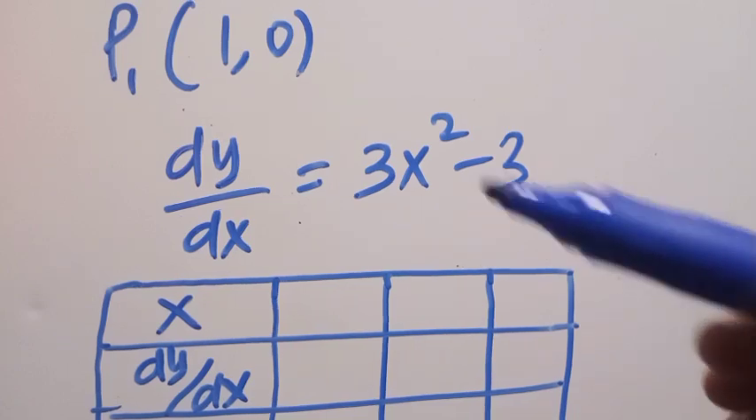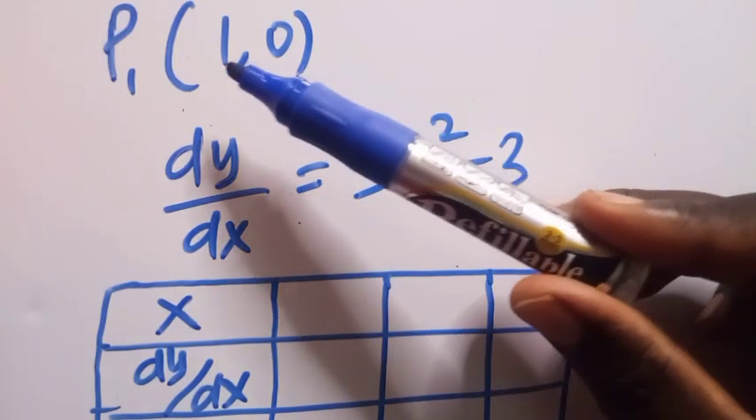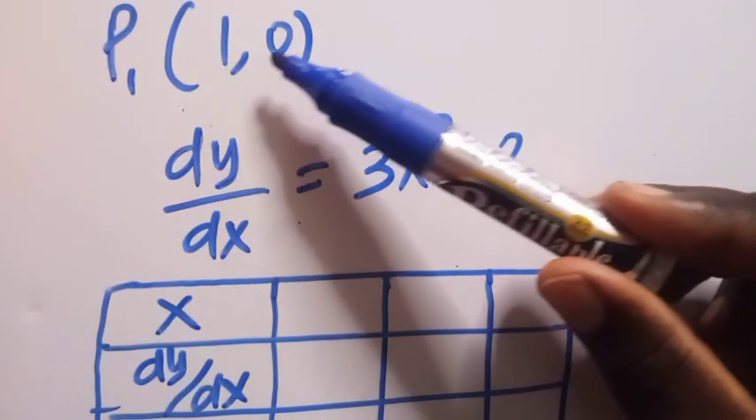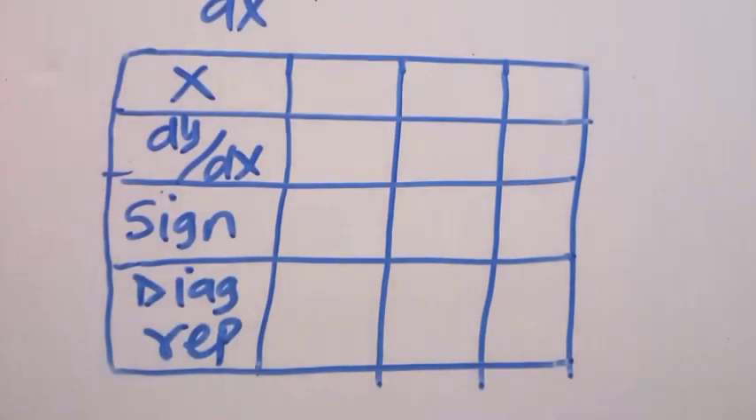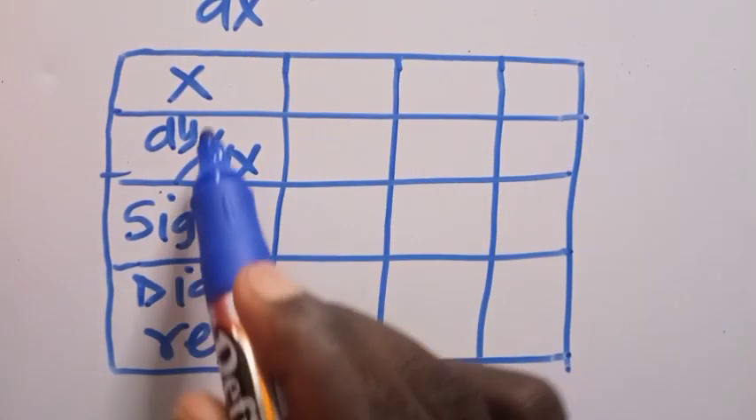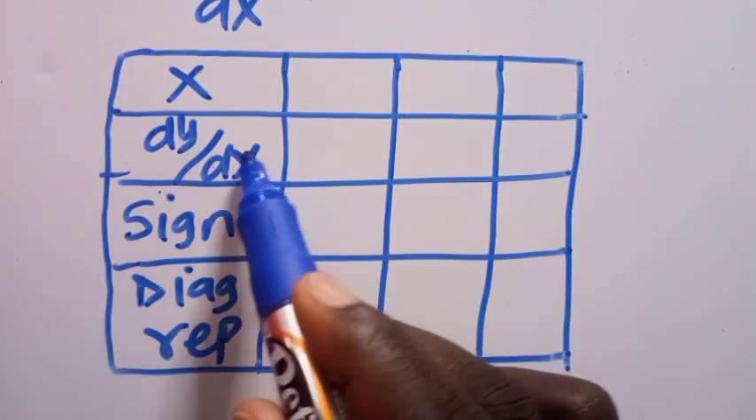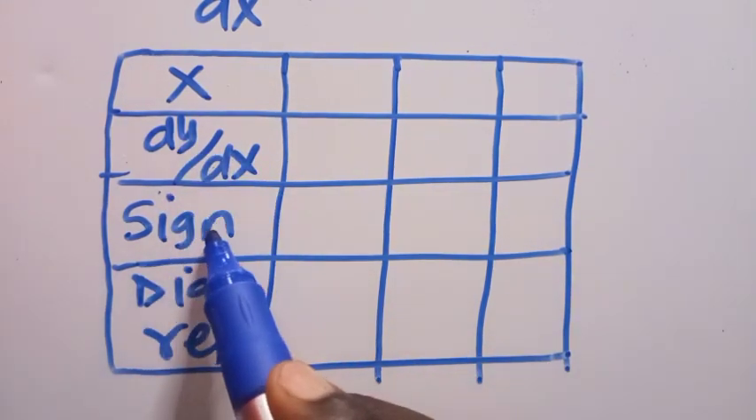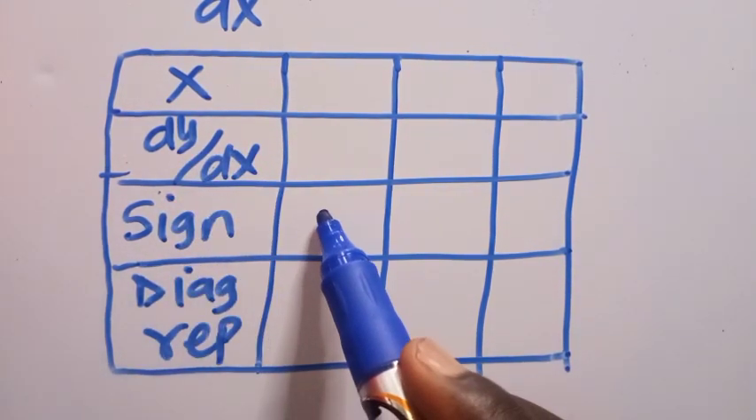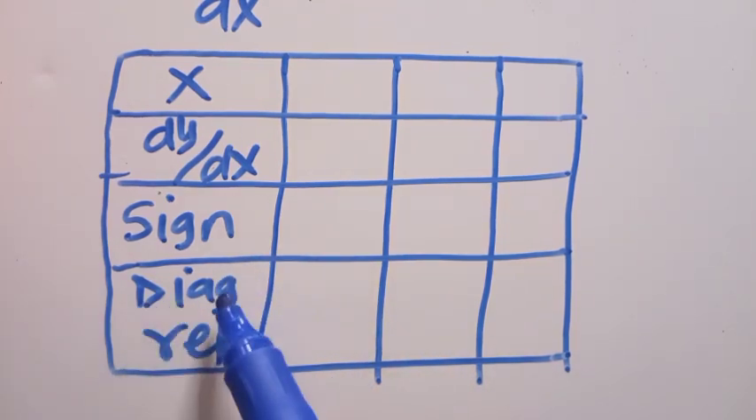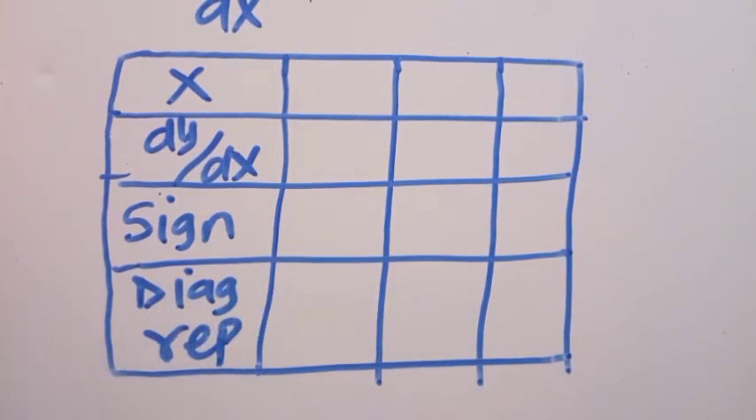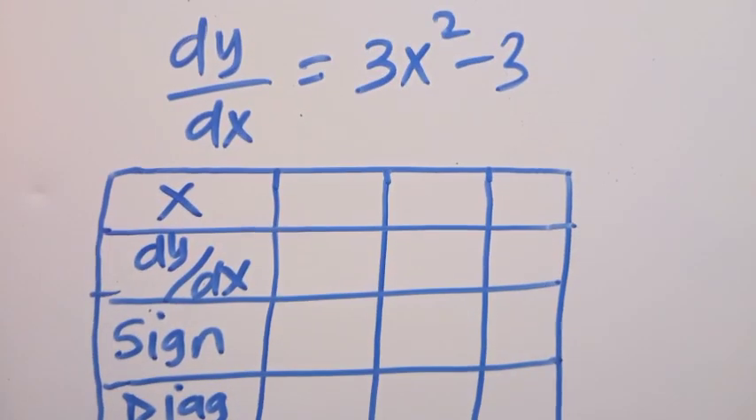Now, in our first point, where we have the coordinates as 1 and 0, we shall have this table. That is the value of x, dy over dx, this is the gradient. Then we have the sign, whether the sign of the gradient is positive or negative or 0, and the diagrammatic representation. Now, we have the gradient function.